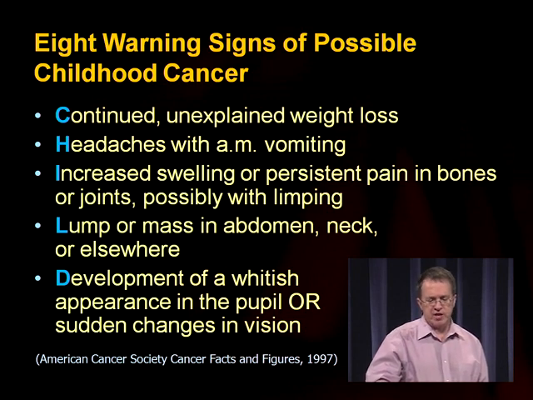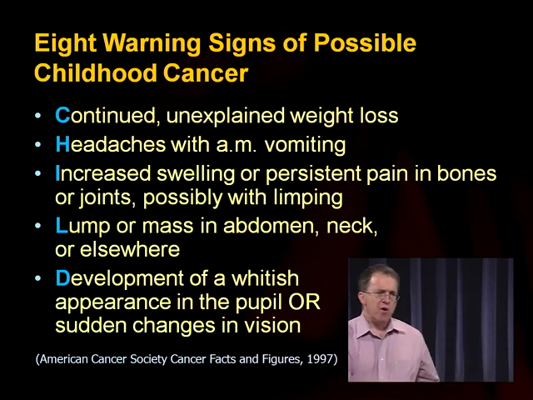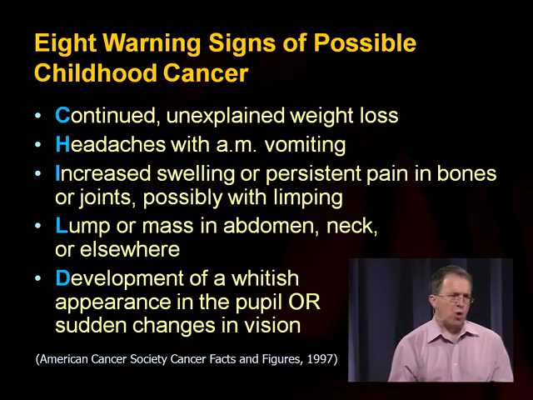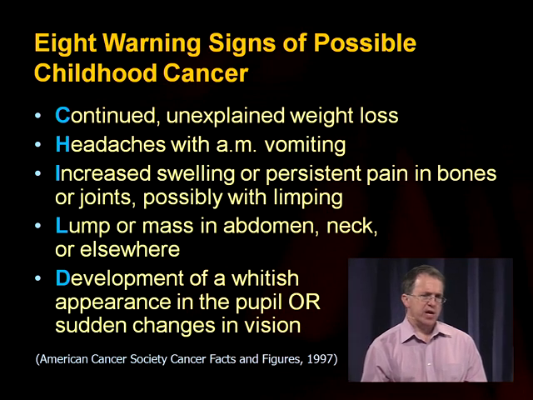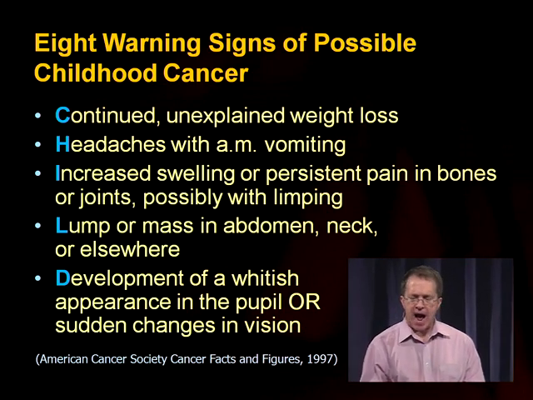So C, continued or unexpected weight loss. So again, that'd be a diamond in a question that you need to consider something about cancer. Headaches with morning vomiting. I think we've beaten that into you guys. Increased swelling or persistent pain in bones and joints, possibly with limping. Refusal to bear weight, okay, has to have leukemia on your differential diagnosis.